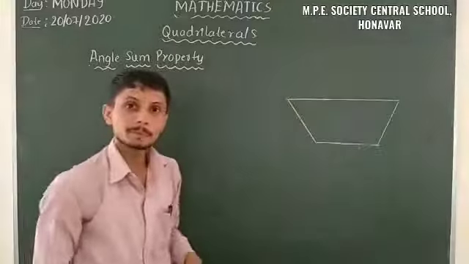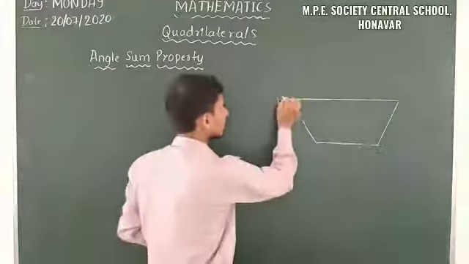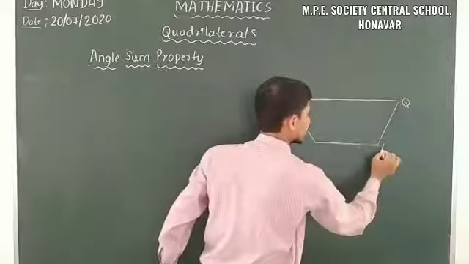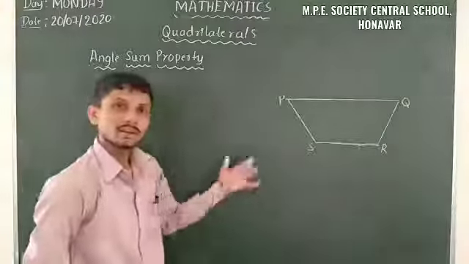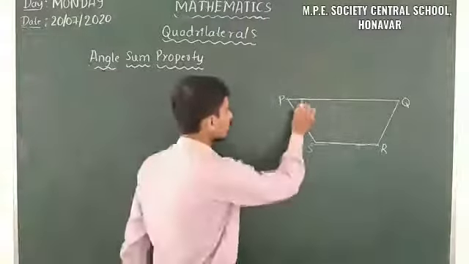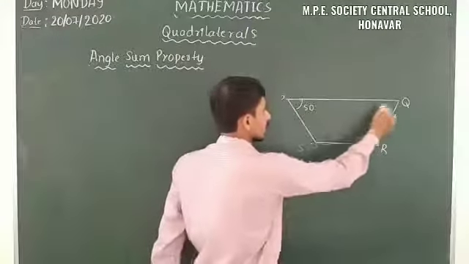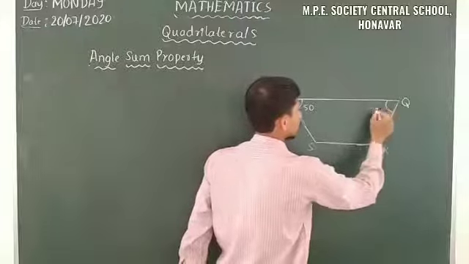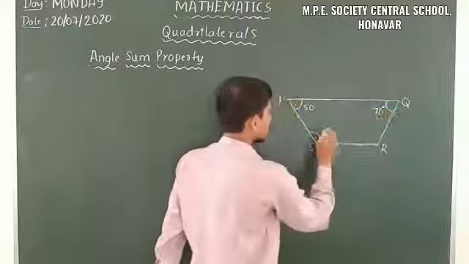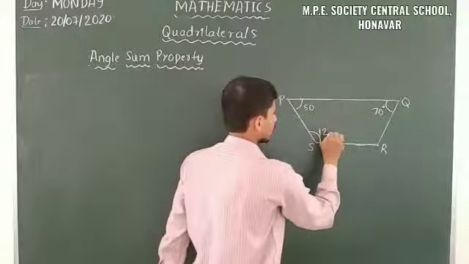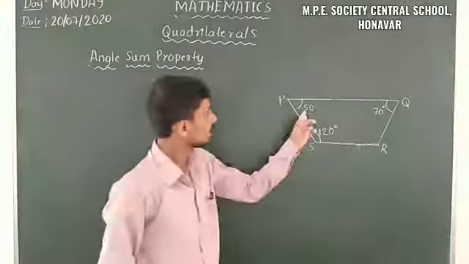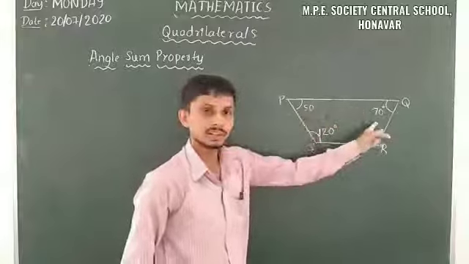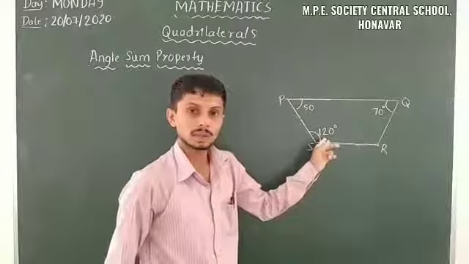Here PQRS is a quadrilateral, and we have some of the angles: 50 degree, 70 degree, and 120 degree.